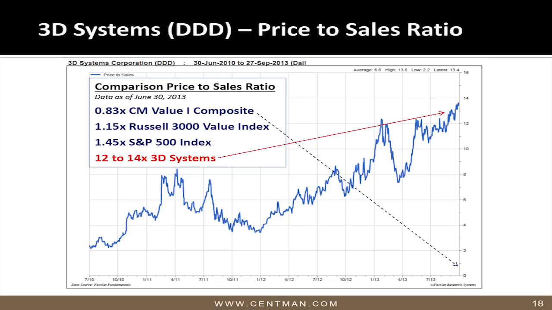The Russell 3000, which is big and small companies, sells at about 1.15 times sales. The S&P, which has 500 of the largest companies in the United States, sells at 1.45 times sales. 3D printing is selling at 11 times sales. So you get the idea that this company is very highly priced relative to any other measure you want to use. Well, why is it selling that high?